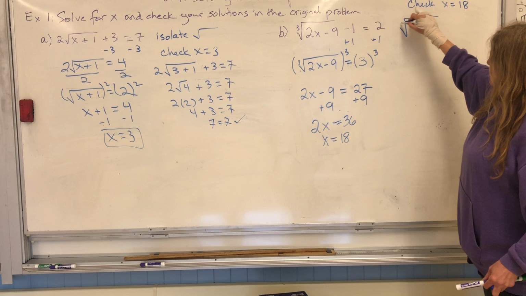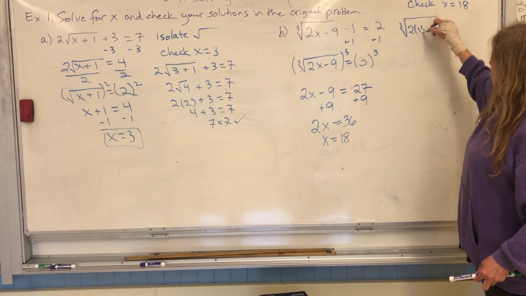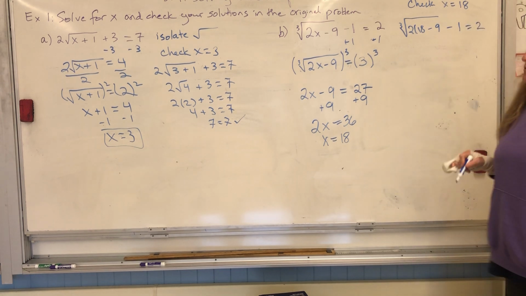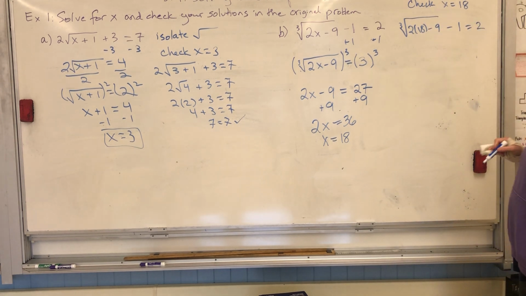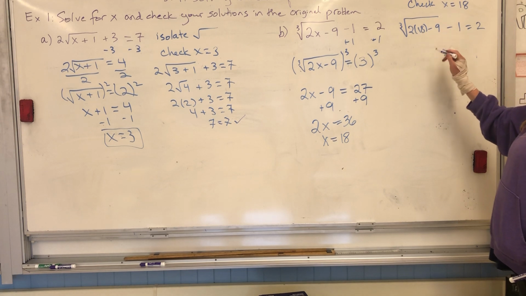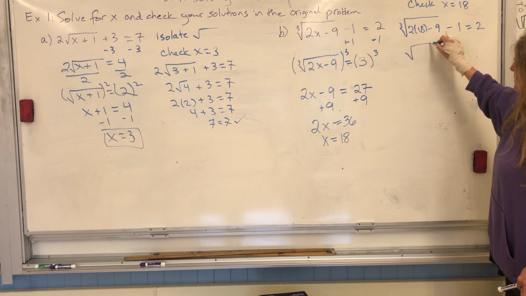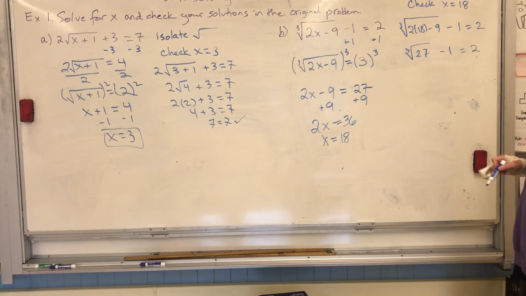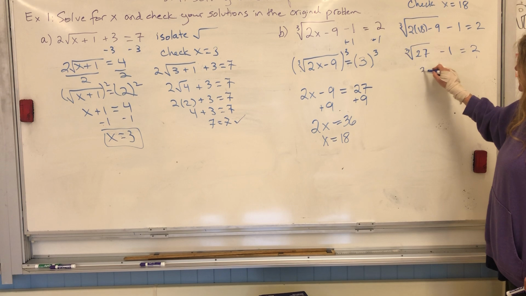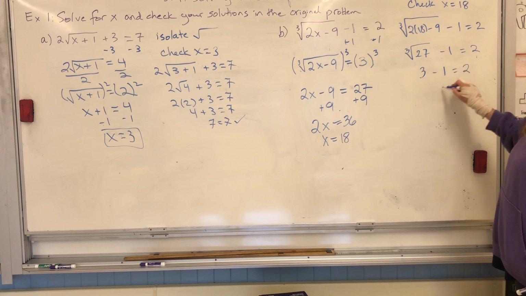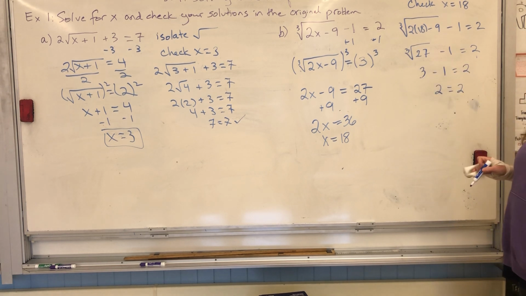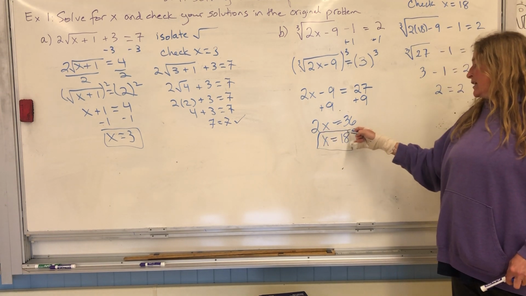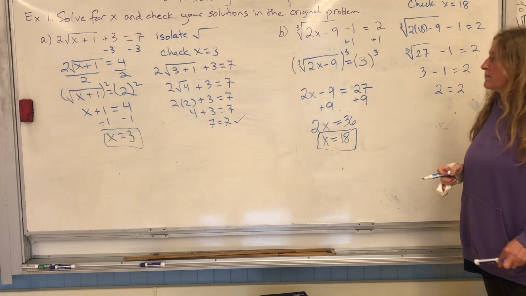So let's see. Is it true that the cube root of 2 times 18 minus 9, minus 1, equals 2? Well, 2 times 18 is 36, and 36 minus 9 is 27. So is it true that the cube root of 27 minus 1 equals 2? Well, the cube root of 27 is 3. So you may be thinking, Miss Brindley, they're always going to work. But that's not true, guys. When we get to example 3, you're going to see why that's the case.